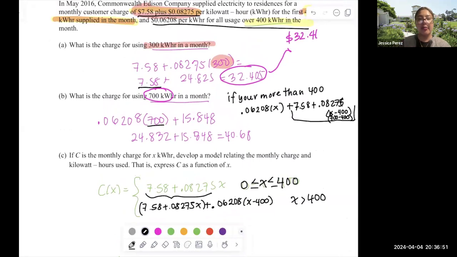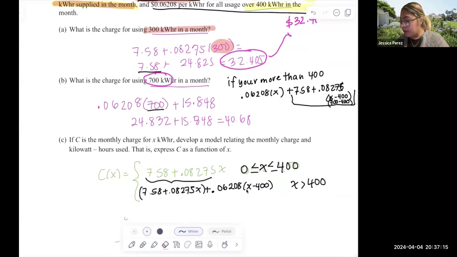7.58 plus this 0.08 kilowatts for the first 400 kilowatts. So those are for the first 400 plus, so it says, and 0.0608 per kilowatts for all usage over 400. So you still have to add whatever you do, the extra. Okay. So for the top part, let me just fix it.